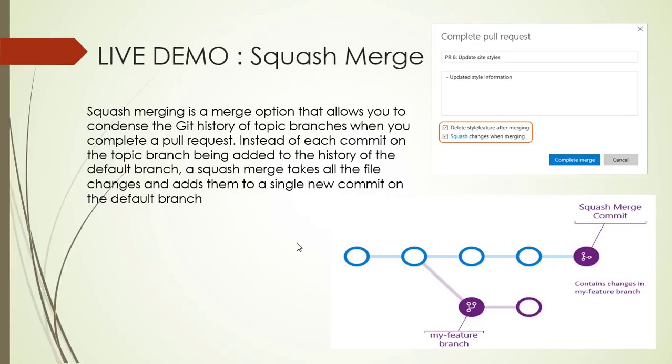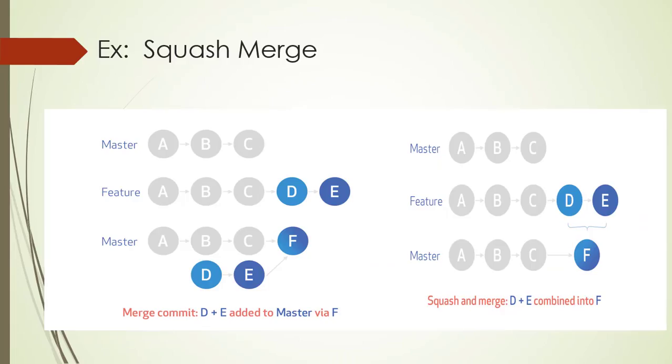Okay, let me give you a small example. What is the difference? I already have a merge option, so why would you go for the squash merge? Let me give you an example here. On my screen, I have two things.